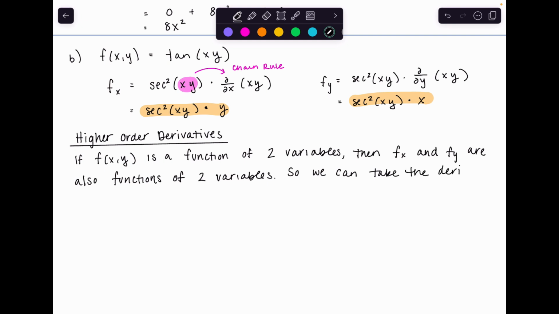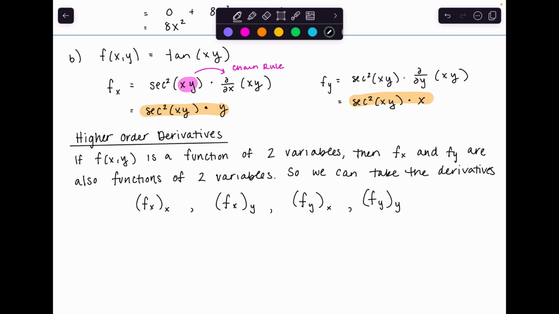So ultimately, we can take the derivatives. I've got the partial with respect to x. I now want to differentiate that again with respect to x. But I also could take the partial with respect to x and differentiate it with respect to y. Then we've got f sub y. Well, I can differentiate that with respect to each variable as well.